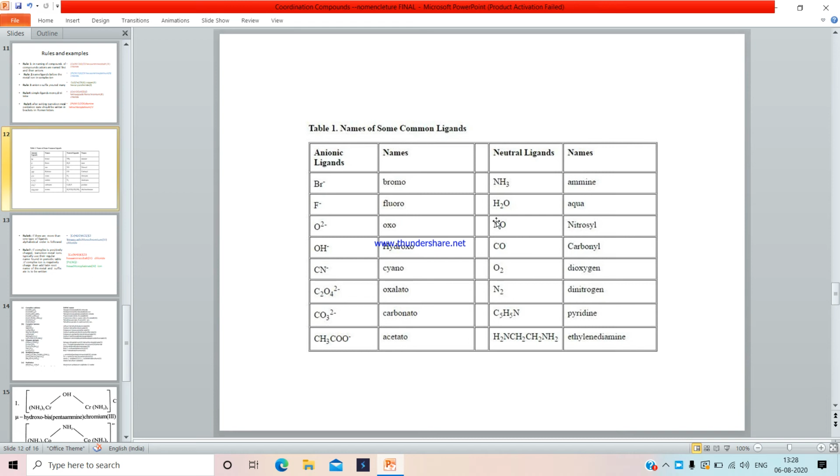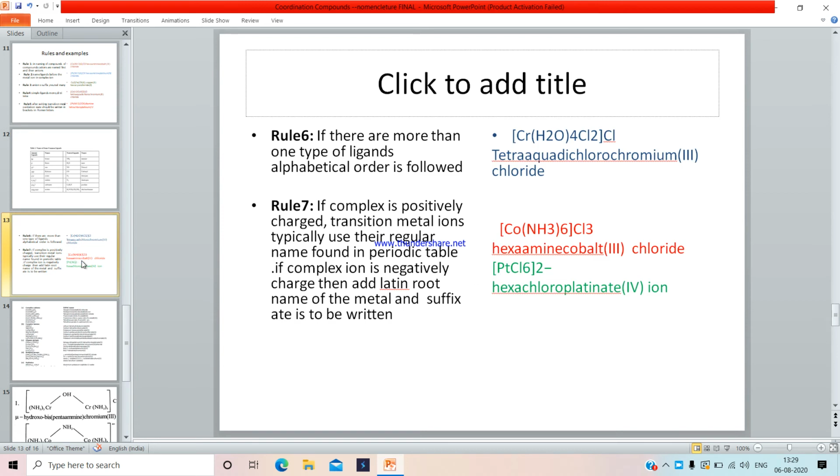In naming the neutral ligands, there are many names. There is no particular ending. You can see here water, aqua; CO, carbonyl; nitrogen, dinitrogen, like this. There are many names for neutral ligands. So some more rules.